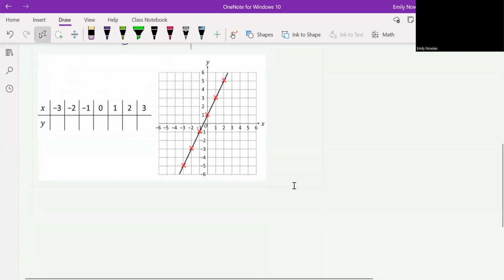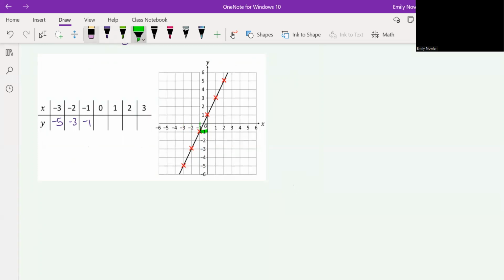Okay, last one. Here the rule is given, but we need to put these points into the table of values. So at x equals minus 3, the corresponding y value is minus 5. So we need to put a minus 5 in there. What else have we got here? At x equals minus 2, the corresponding value is minus 3. At x equals minus 1, the corresponding value is also minus 1.